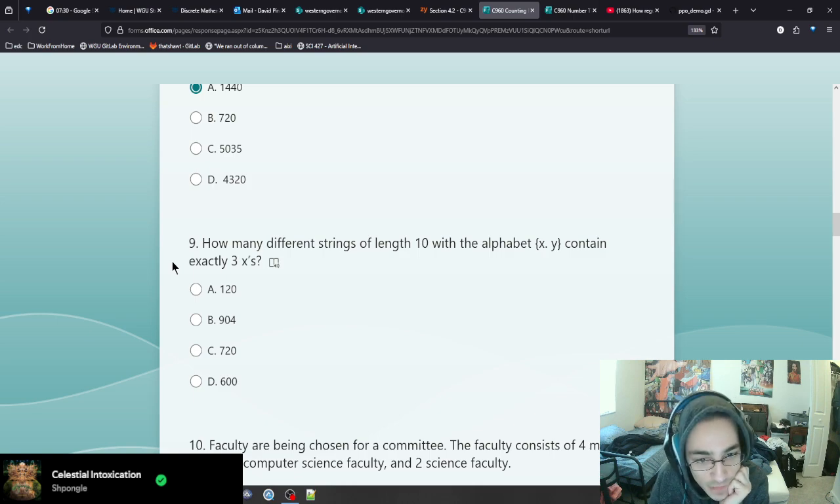Okay, so you have strings of length 10. So this is the same question of binary, right? It's like 0 or 1, and how many bit strings of length 10 contain exactly 3 zeros? But I mean that doesn't help. It's the same type of question.